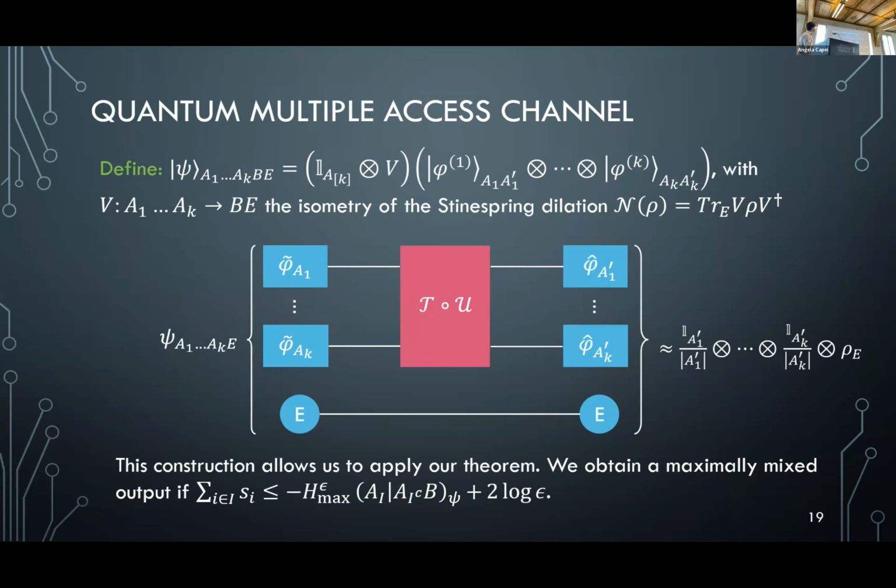This is the main idea. I cannot get much into it. And we find that this is fulfilled. We can find this maximally mixed state, and therefore the maximally entangled state at the end of the protocol, if this condition is fulfilled.